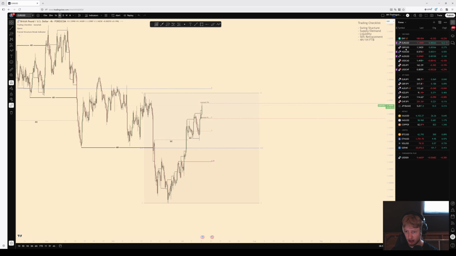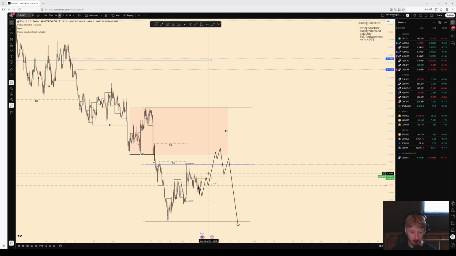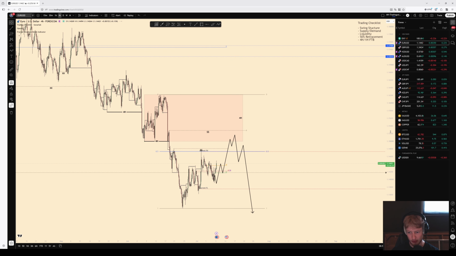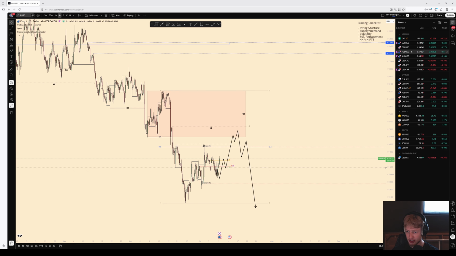And the longs on EU are much clearer, also because we still have a lot of room towards these two liquidity highs as well that we can perfectly target for our trades.